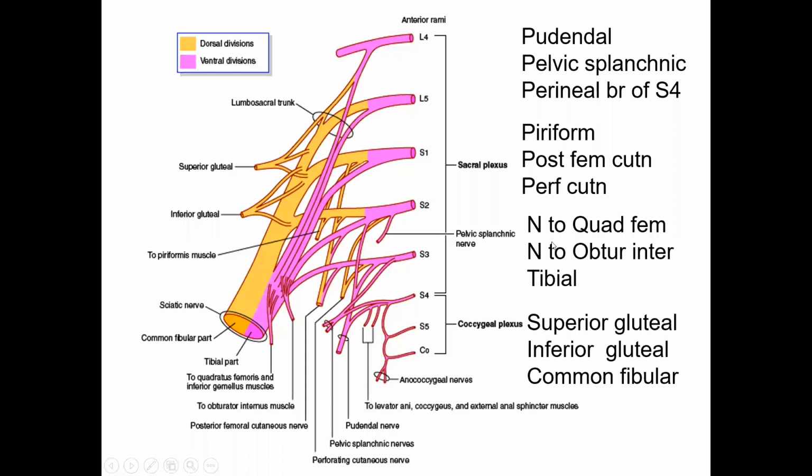So remember the branches of the sacral plexus. Six proximal branches, all starting with the letter P. Three of them supply the pelvis, three of them supply the gluteal region. Distal branches are from either the anterior division or the posterior division. Nerve to quadratus femoris, nerve to obturator internus. Tibial from the ventral division. Superior gluteal, inferior gluteal, common fibular from the dorsal divisions.